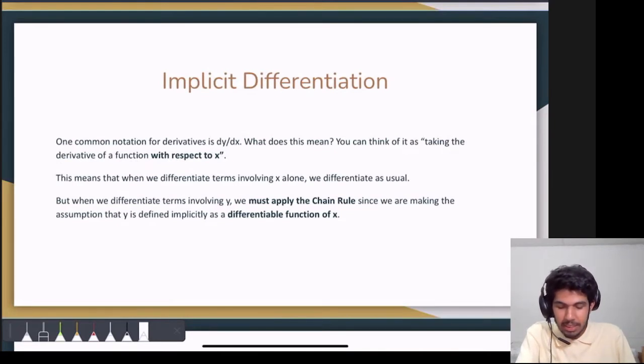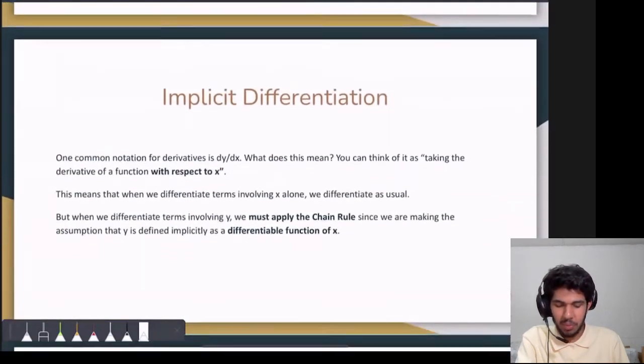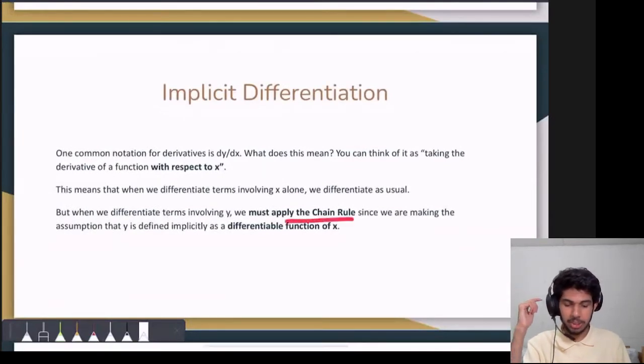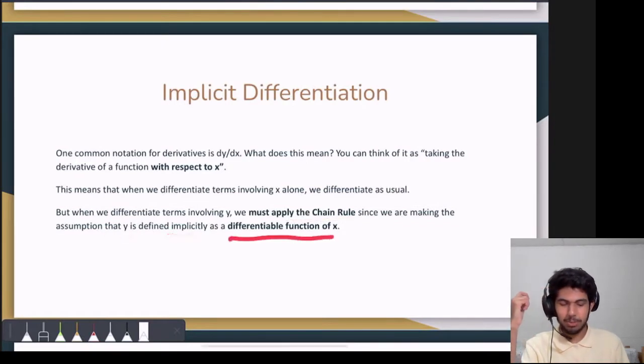And it means that when we're differentiating terms involving x alone, we differentiate as usual. So with the previous example where y equals x plus 2, when we take the derivative of that, x is alone and we just differentiate as usual. But when we differentiate terms involving y, like this example up here, we have to apply the chain rule, since we're making the assumption that y is defined implicitly as a differentiable function of x.